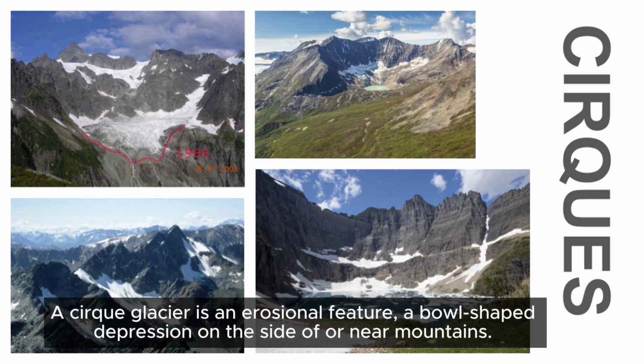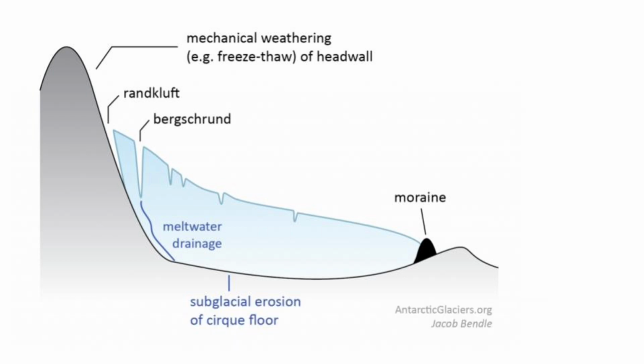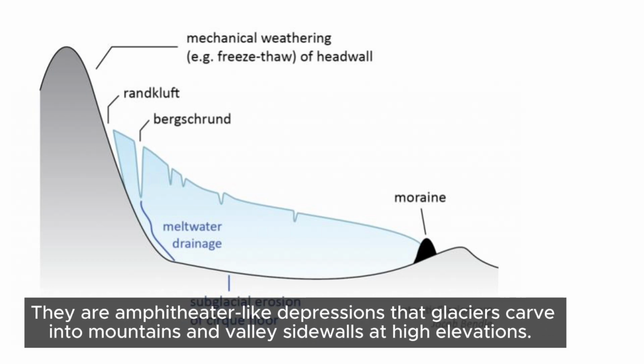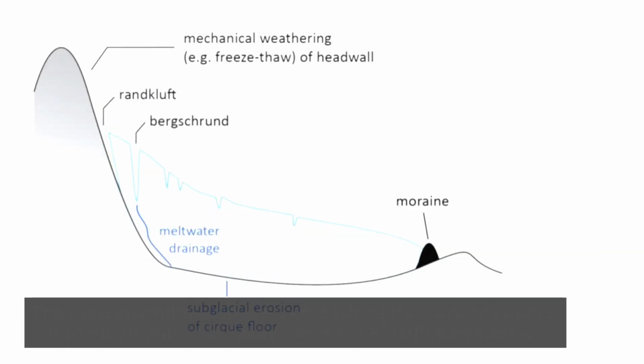Alpine glaciers are one of the two main types of glaciers. They are confined by surrounding mountain terrain. A cirque glacier is an erosional feature, a bowl-shaped depression on the side of or near mountains. They are amphitheater-like depressions that glaciers carve into mountains and valley sidewalls at high elevations.